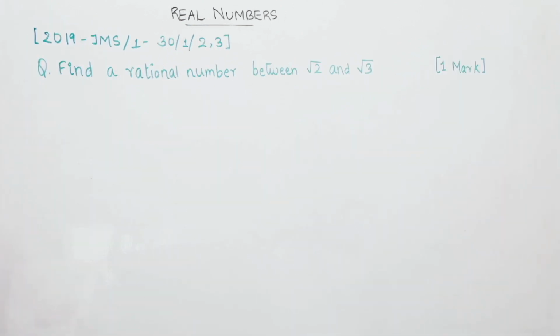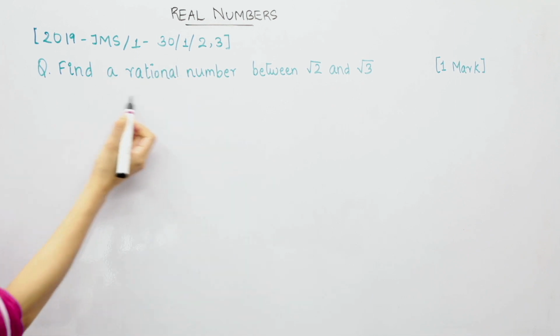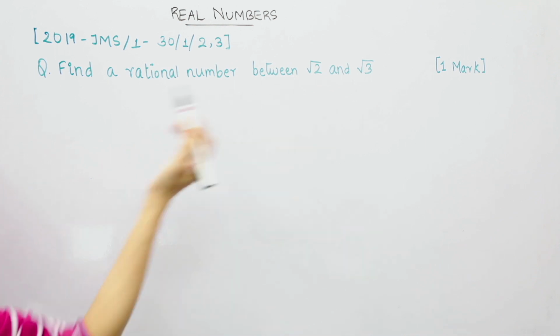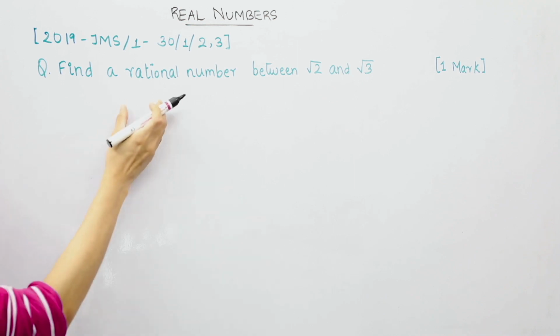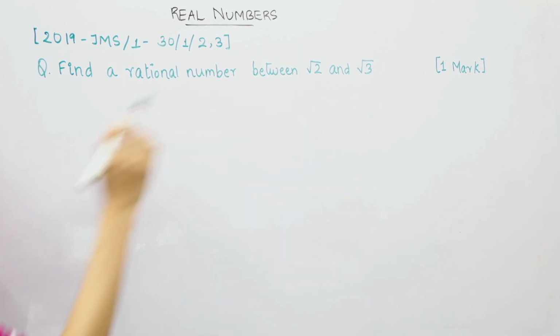This question was asked in 2019. Series details have been provided for your reference. The question is, find a rational number between root 2 and root 3. It's a 1-mark question. So we have to find a rational number between root 2 and root 3.